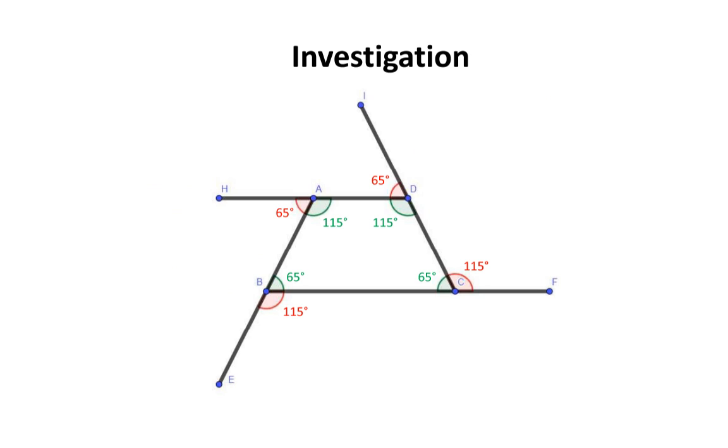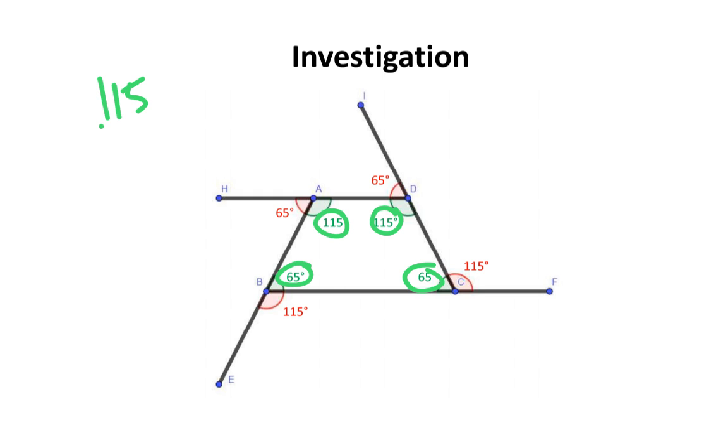As you can see here, we have a quadrilateral, more specifically a trapezoid, whose interior angles are labeled in green and whose exterior angles are labeled in red. Is there a relationship among the interior angles? Let's take a look. 115, 115, 65, and 65.